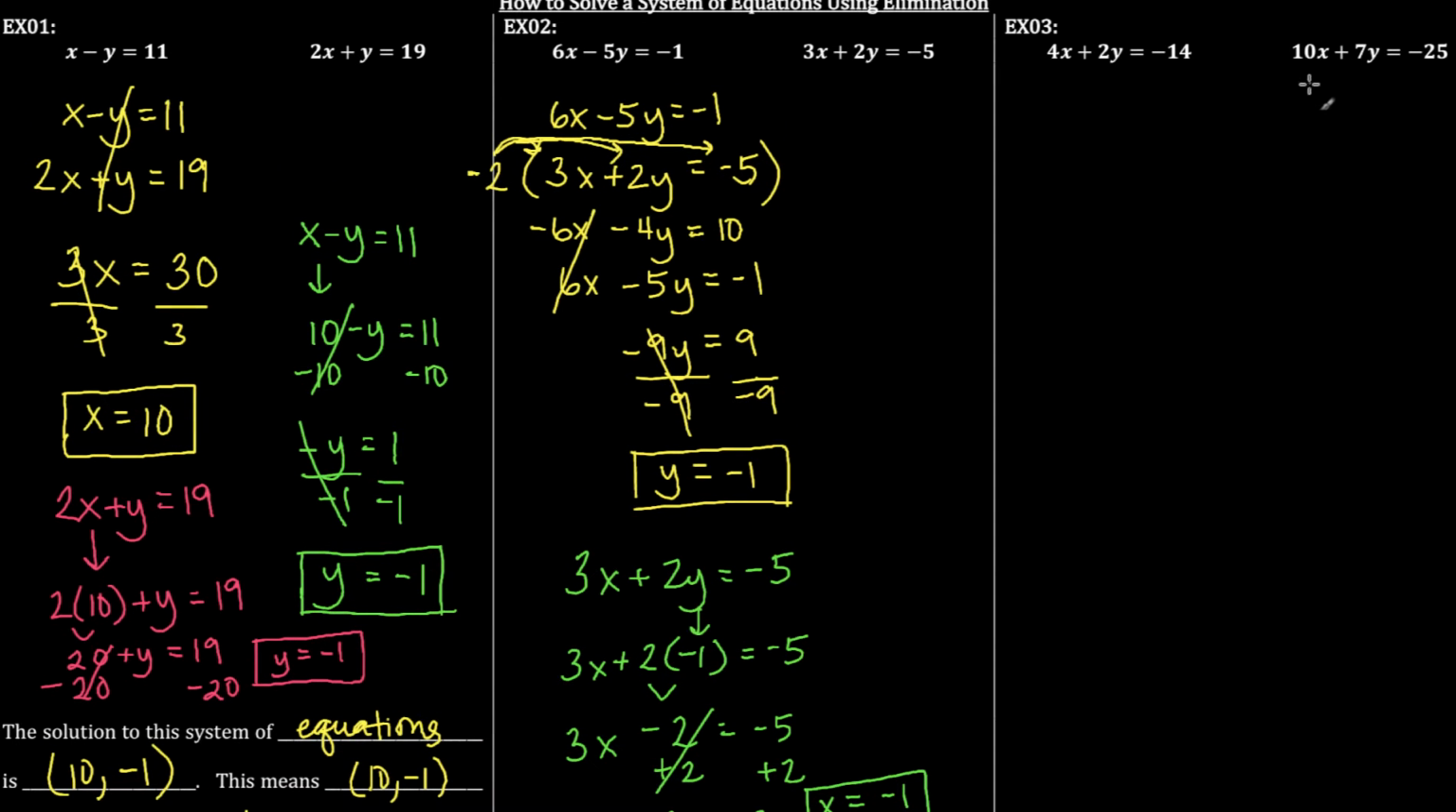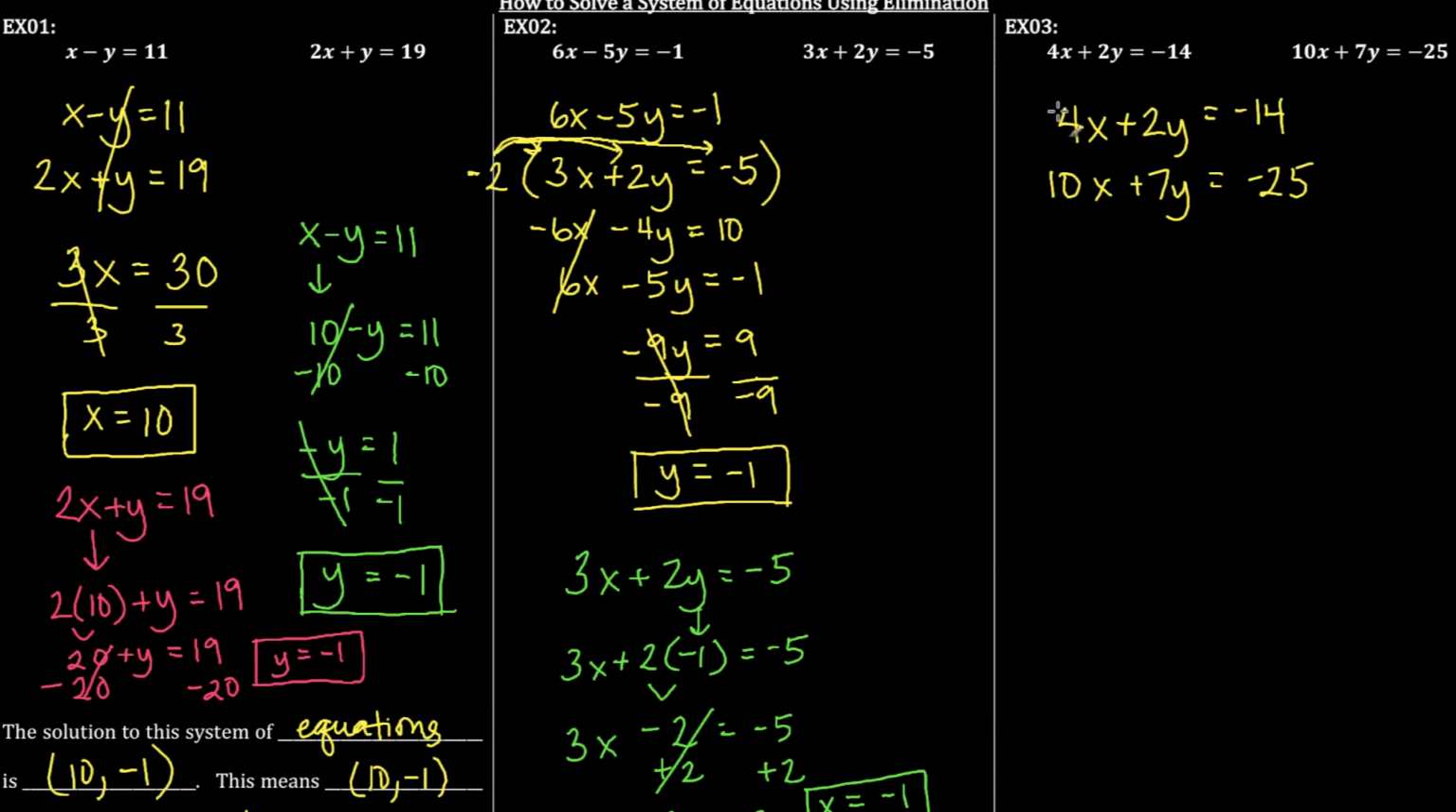Example number 3 reads, well, the equations are 4x plus 2y equals -14 and 10x plus 7y equals -25. I like to stack them just to see them first. 4x plus 2y equals -14 and 10x plus 7y equals -25. If you notice, it's hard to turn 4 into a -10. It's hard to turn 2 into a -7. Or it's hard to turn 10 into a -4 and 7 into -2, right?